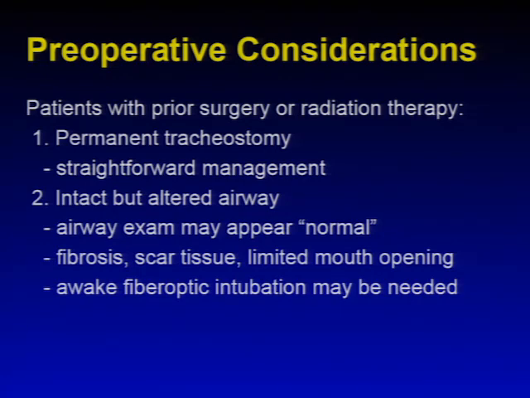Patients who have had prior surgery or radiation therapy can be classified in two main categories. One will be the patients that have a permanent tracheostomy, so their airway management is very straightforward because an endotracheal tube can be placed directly through the stoma. The second category that can be more difficult to deal with will be the patients that have an intact but altered airway. So the airway exam on the outside may appear normal, but there can be significant fibrosis or scar tissue, and that can significantly alter the anatomy and make those patients very difficult to intubate, in which case an awake intubation will be needed.